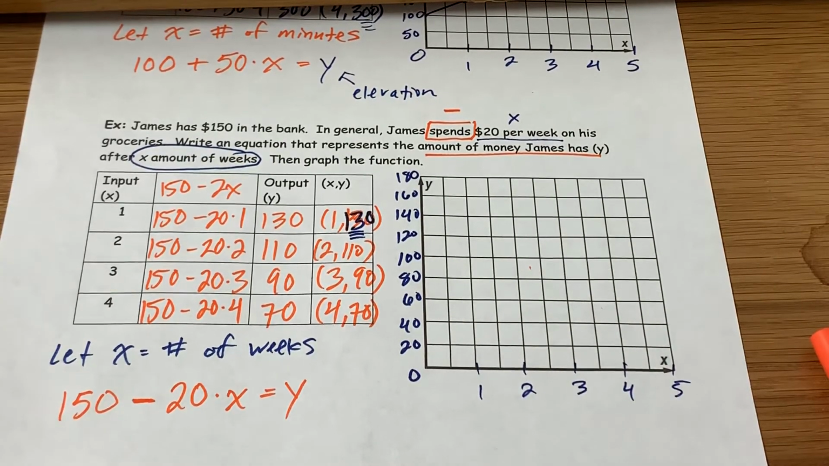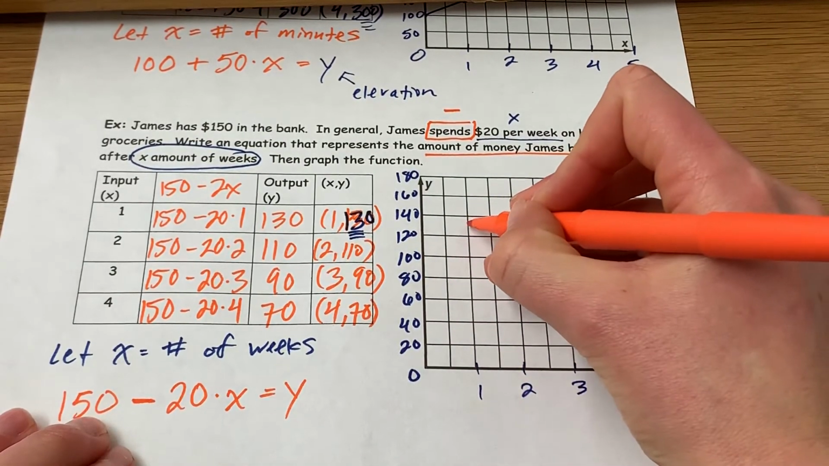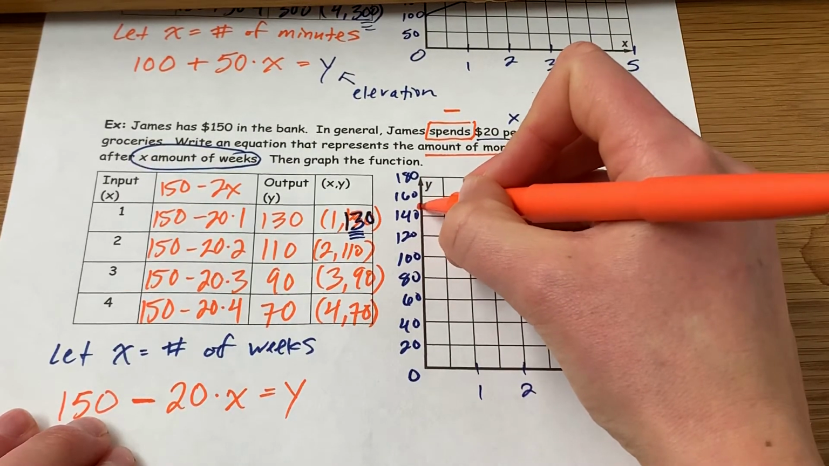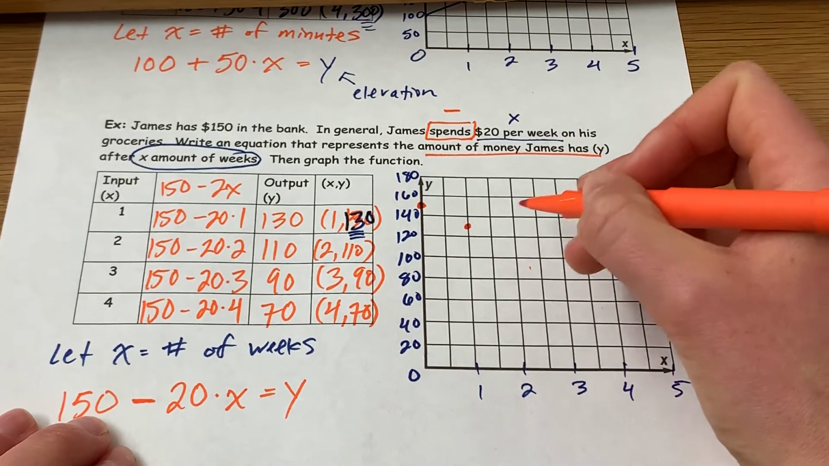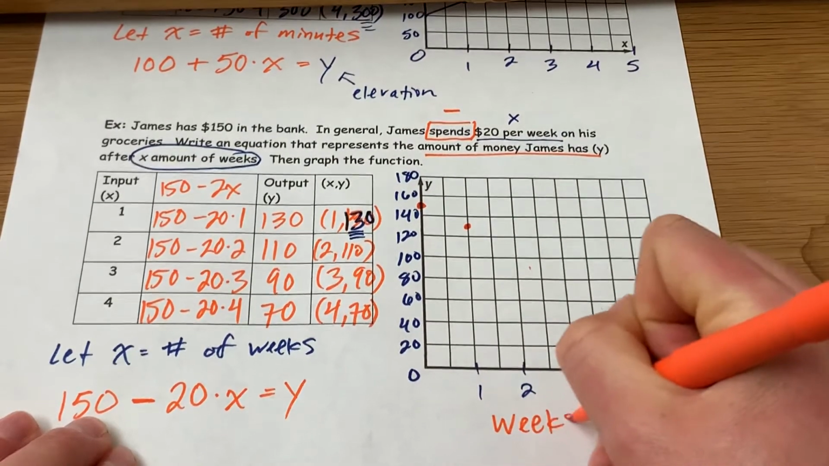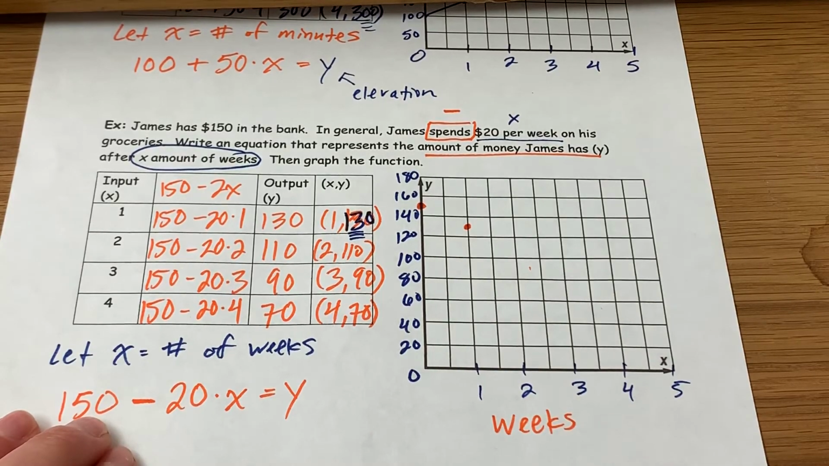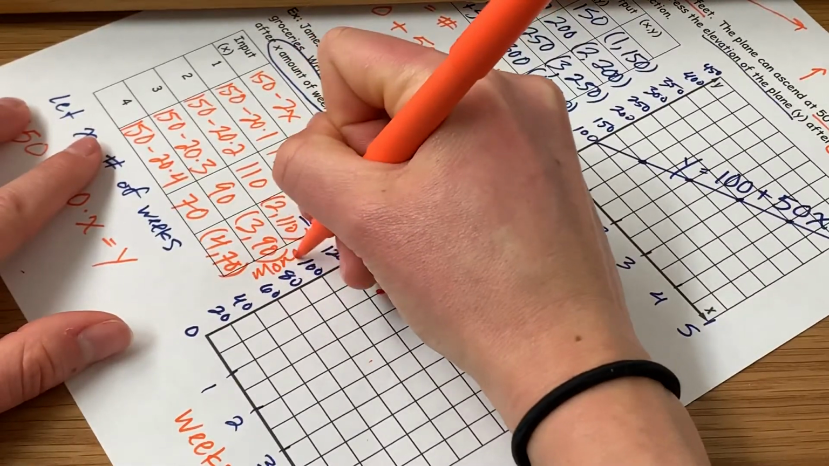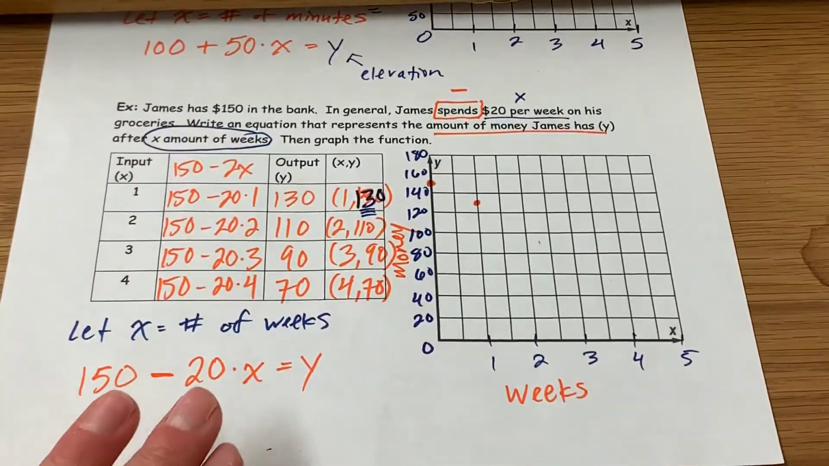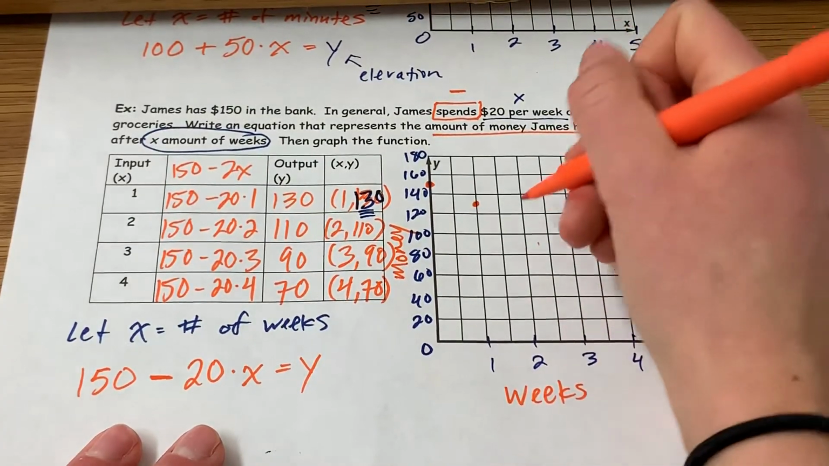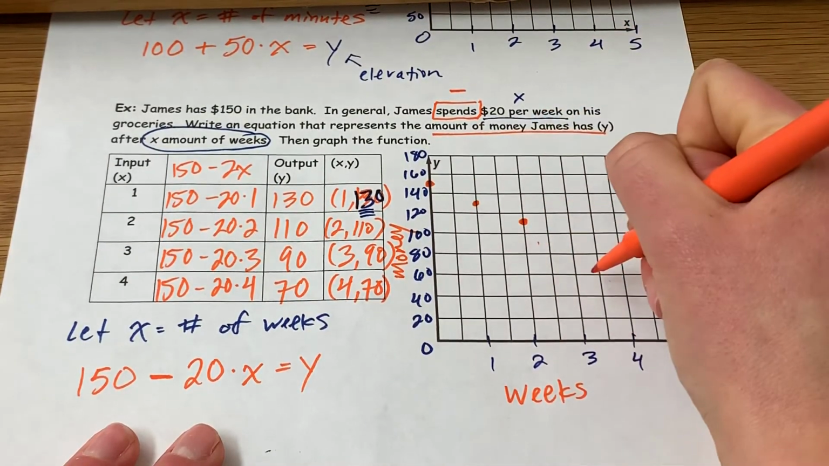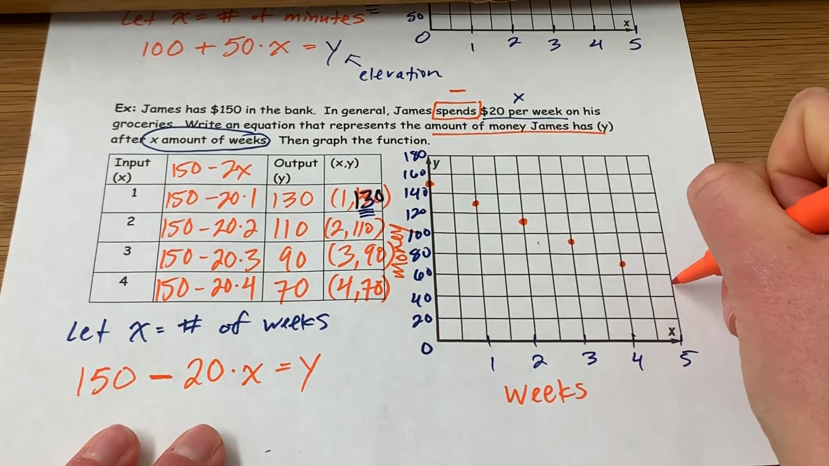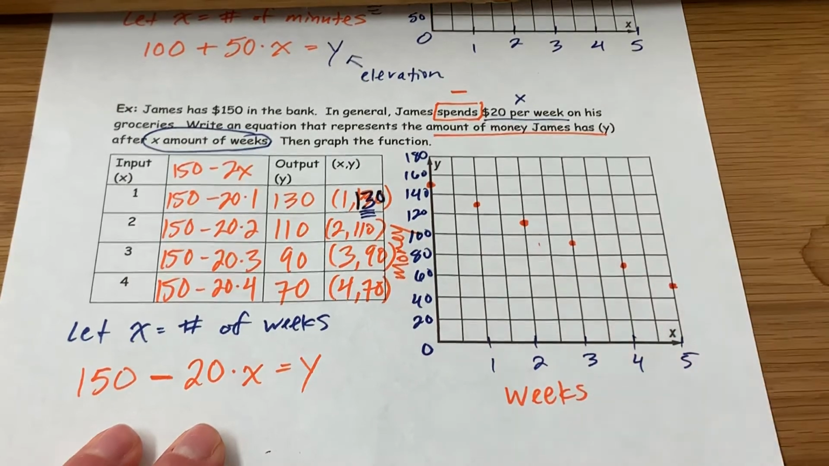Alrighty, so let's go ahead and graph. So we have 1, 130, so that's between 120 and 140. And he started out, by the way, at 0 weeks, he had 150, so we can go ahead and plot that. Oh, shoot. Forgot to mention, you need to label. You should be labeling what's happening. Sorry, so this is the number of weeks. This is the money. Okay, here we go. 2 weeks is going to be 110. 3 weeks was 90. 4 weeks was 70. And if we kept going, after 5 weeks, he'd be down to $50.